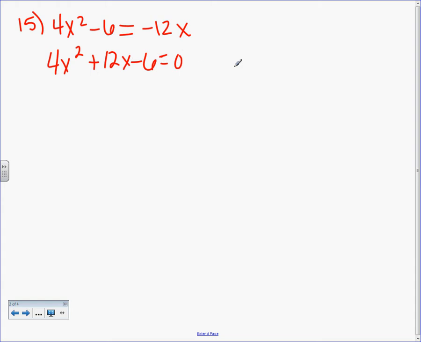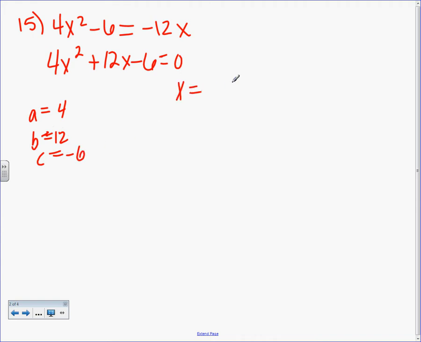Tell me you're fine, okay? Again, if this was a test or a quiz and I didn't tell you which way to do it, we would take out our GCF and try to keep factoring. I'm going to save you time. This one doesn't factor other than that. So you have to use the quadratic formula. So what's A? 4. B? 12. C? Negative 6.